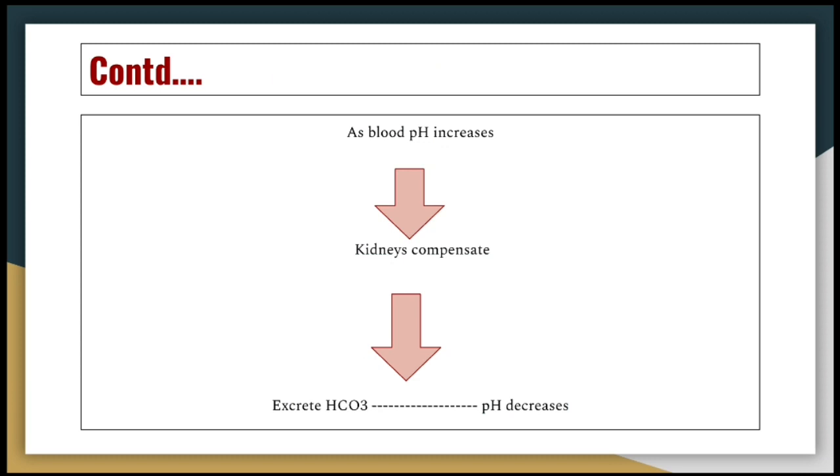At the same time, when blood pH is more, that is when pH is alkaline, it will expel bicarbonate ion from the body, so pH will go down. I hope it is clear. When pH is less, it will retain bicarbonate. When pH is more, it will expel bicarbonate. This is the way kidneys play a vital role in maintaining acid and base balance.